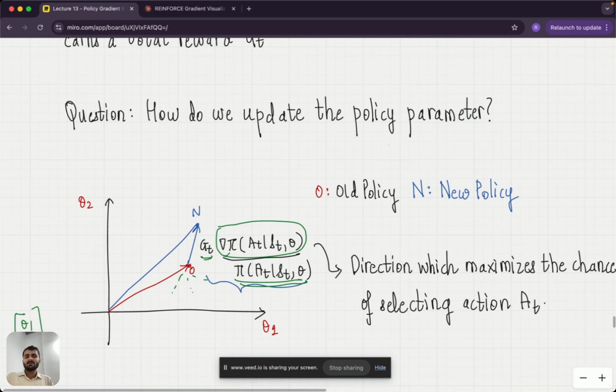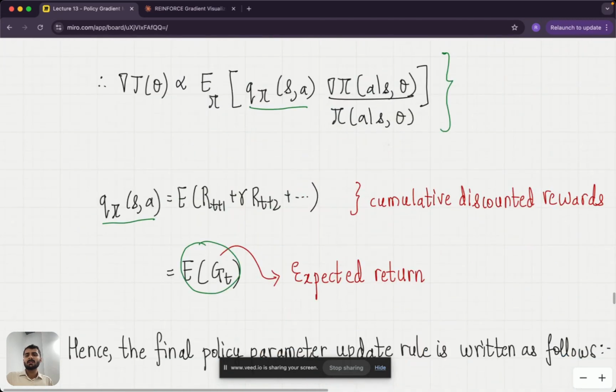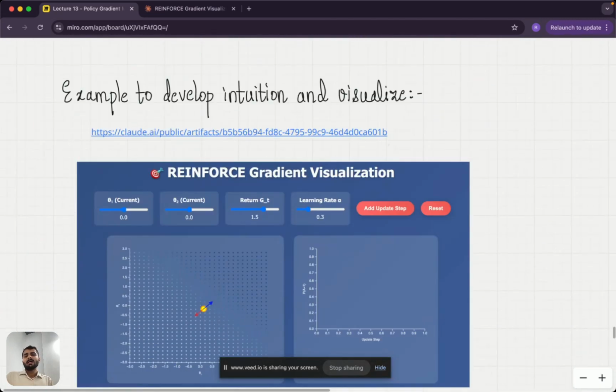So the direction is giving me, if my policy is moving in this direction, I am maximizing the chances of selecting that action. But if my return is low, then I do not want to maximize the chances. So that is why we multiply it by G of t. So we multiply by G of t and then we move in that direction. So finally, we keep on doing this process until we maximize the performance measure.